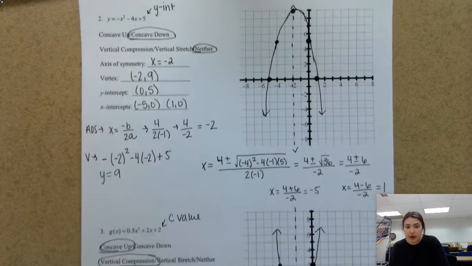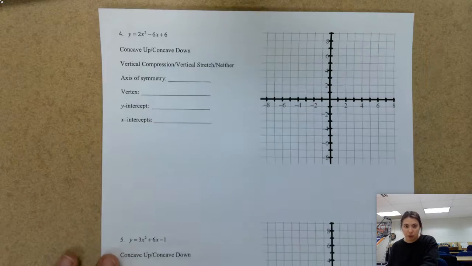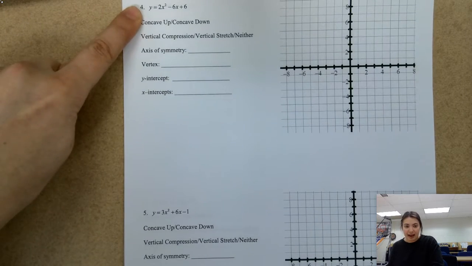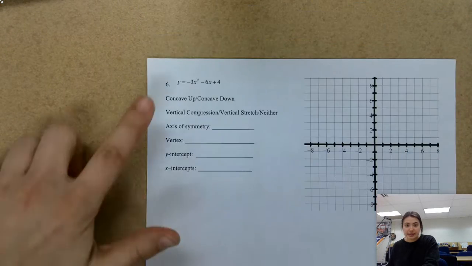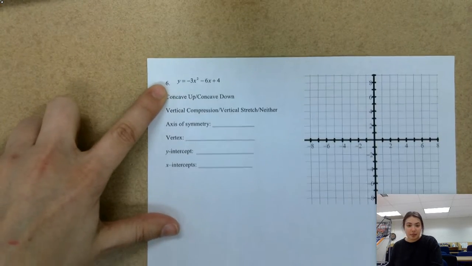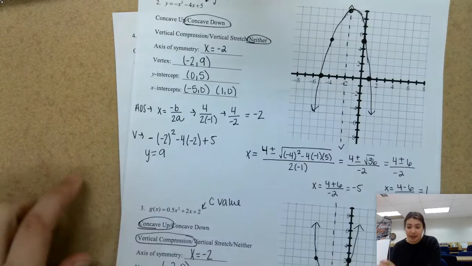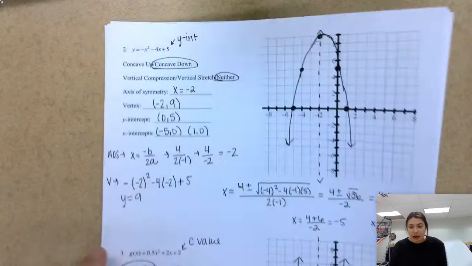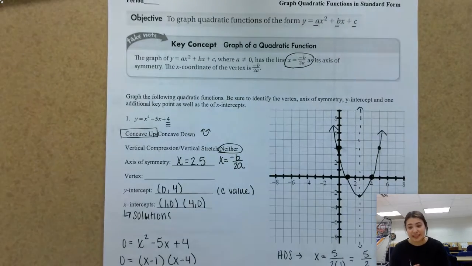So just to reiterate, and I'm sure the sub will remind you, your homework for tonight is numbers 4, 5, 6, and 7. And just a friendly reminder, we have done this before. So I know sometimes it's a little bit tricky to go back and review past material, but you guys are totally capable of doing this.